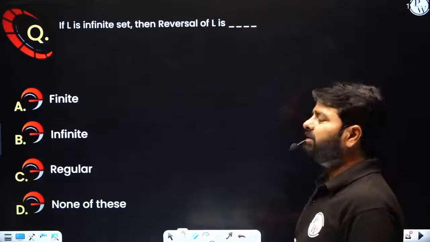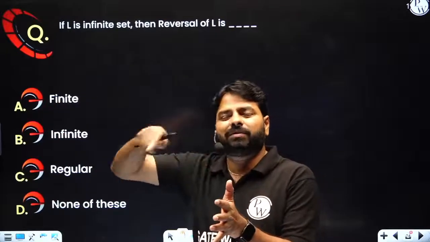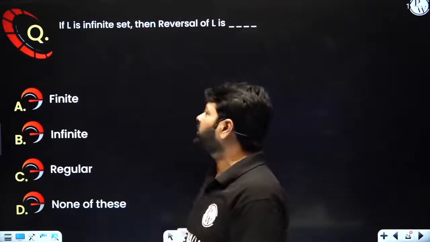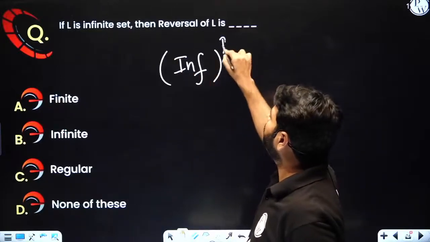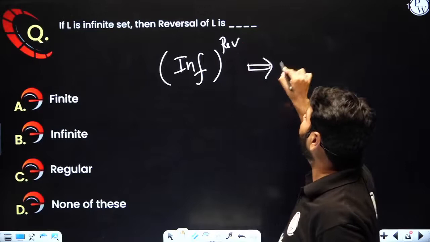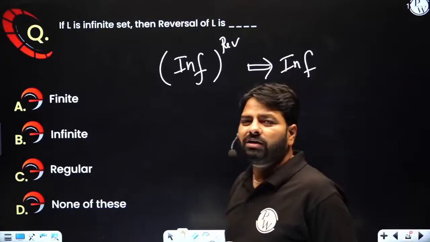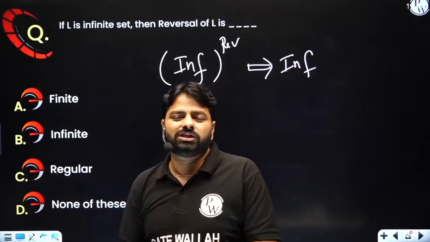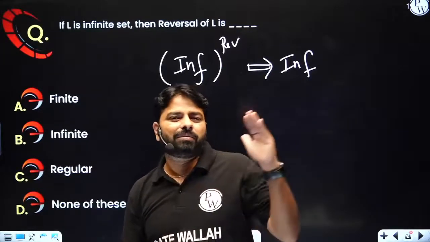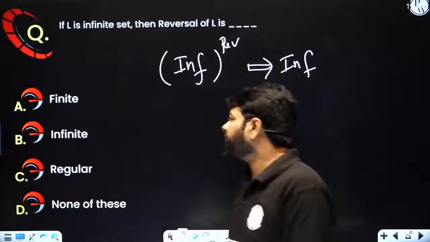What about infinite? If L is infinite, apply the reversal, every string will be reversed. Again, you will get an infinite language, right? So if you take an infinite set and apply the reversal, you will definitely get infinite. After doing the reversal, the number of strings will not change. Only the string direction changes. Previously you read from left to right, now you read from right to left. That will be the new string.